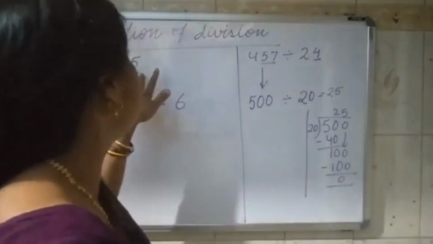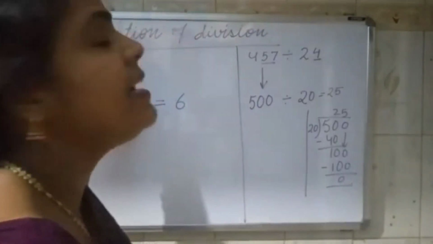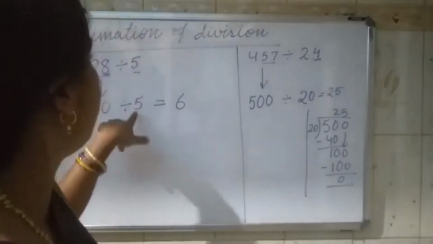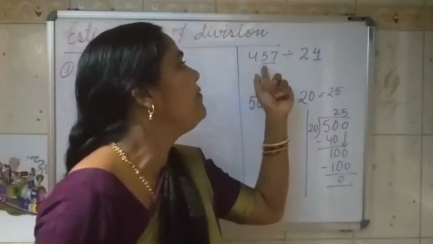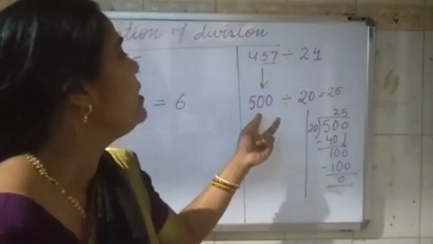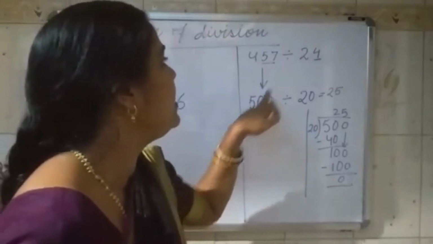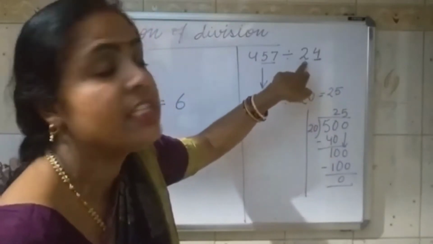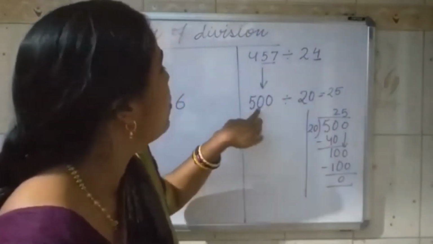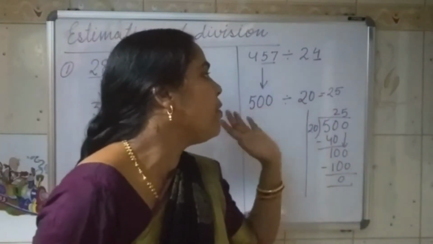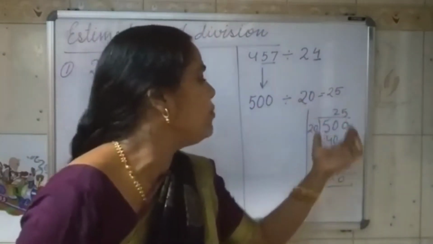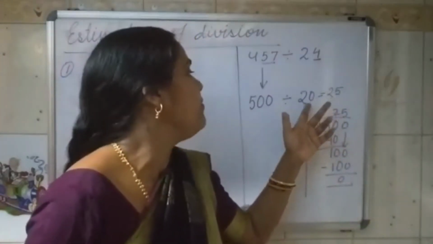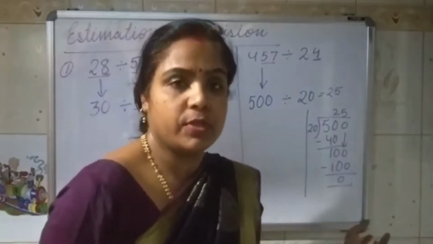So the divisor is not going to be rounded off, only the dividend is going to be rounded off. Then 28, 8 is more than 5, it will go to 30 divided by 5. In this one, 457, 57 is more than 50, so it will move to the nearest 100, which is 500, and this 24, 4 is less than 5, so it will come exactly the same, the tens place will not change, it will be 20. Now 500 divided by 20. If you do not know how to divide it mentally, we will go with the long division process. Clear? In case you are not comfortable, go with it; if you can divide it mentally, there is no need to show this long division process.